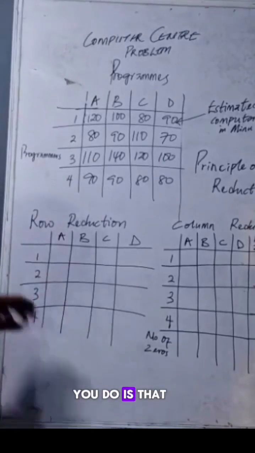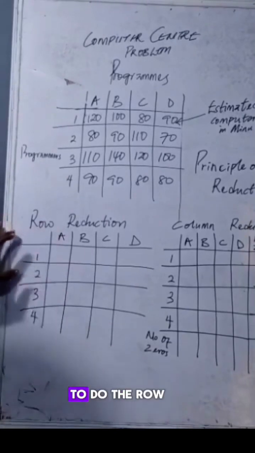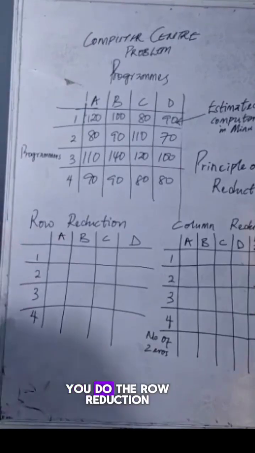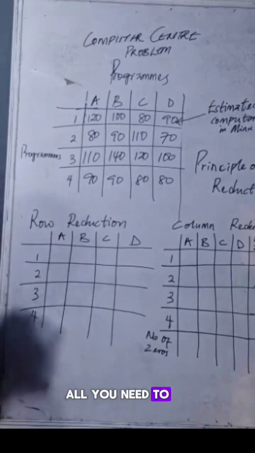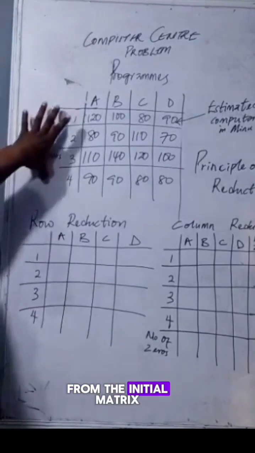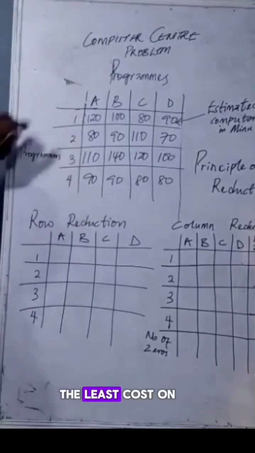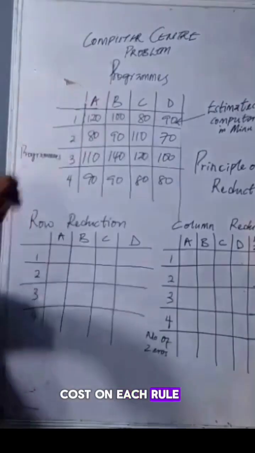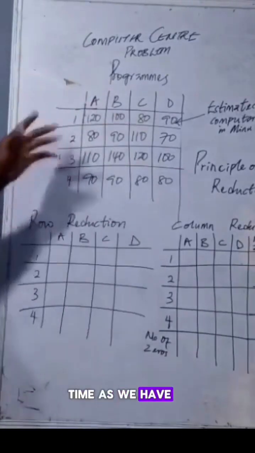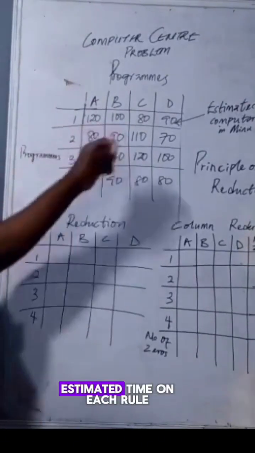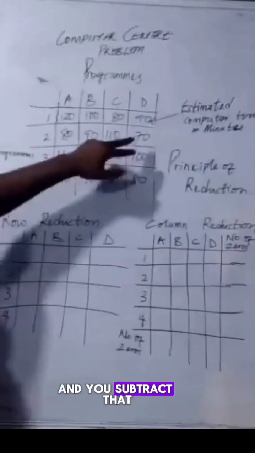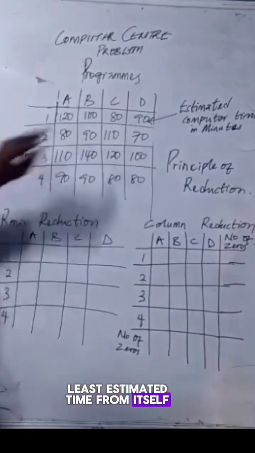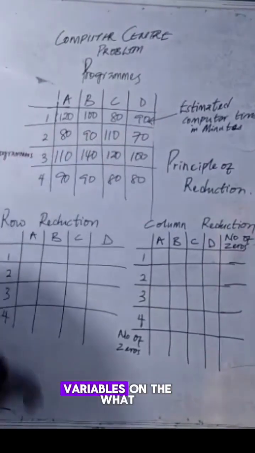The first thing you do is the row reduction. How do you do the row reduction? All you need to do is identify from the initial matrix the least cost on each row, or the least estimated time, as we have it here in minutes. Look at the least estimated time on each row and subtract it from itself and from every other variable on the row.